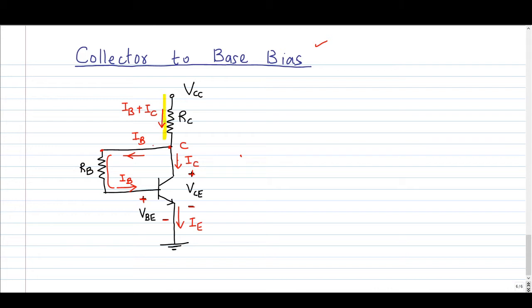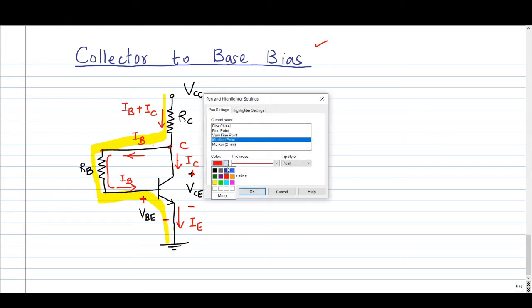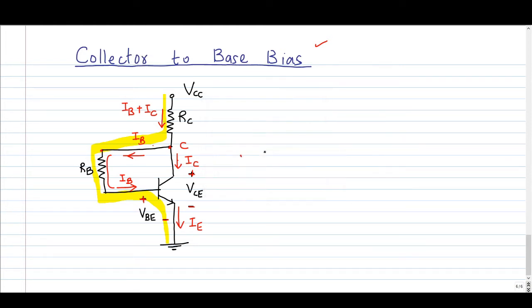Kirchhoff's voltage law on this loop. On the input side, we can write Kirchhoff's voltage law. We have written a similar expression in the case of fixed bias, so you can recollect that. Start with this source VCC. Then there is a drop in this resistance RC with this polarity. So it is minus, the current flowing through the resistance RC is IB plus IC, into RC. So this is the drop, IB plus IC into RC.